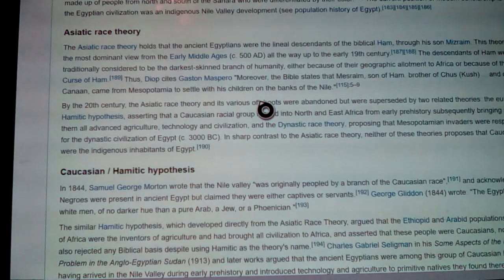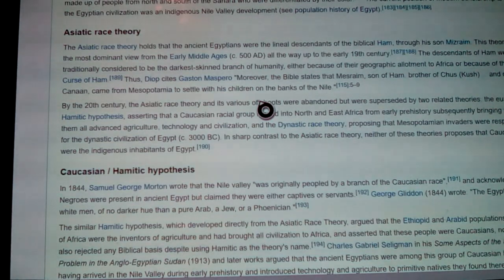Thus, Diop cites Gaston Maspero: "Moreover, the Bible states that Mizraim, son of Ham, brother of Cush and of Canaan, came from Mesopotamia to settle with his children on the banks of the Nile." And yeah, Diop, you hit that right. It was Caucasians. And you look at all the ancient people from Sumeria and Mesopotamia, and they have all these blue-eyed statues, and they're all Caucasians. And yeah, all that went over. The only thing that you're missing here is that none of them are Negroids in any way, shape, or form. God never mentions cursing it to turn black or anything. And again, who would he marry? We're done.